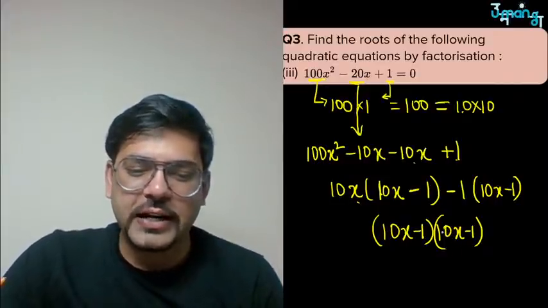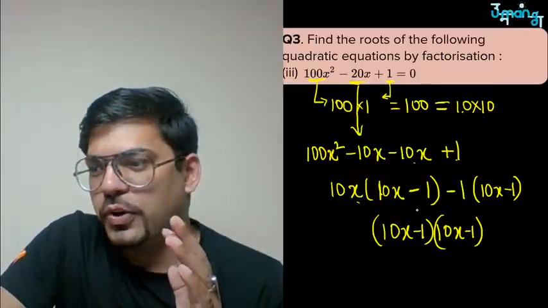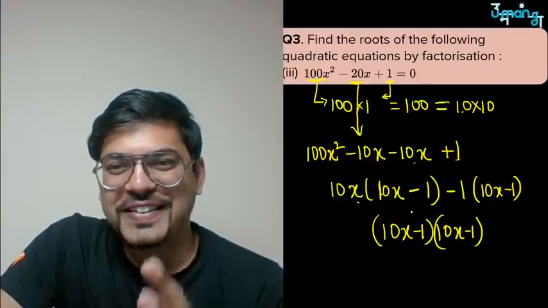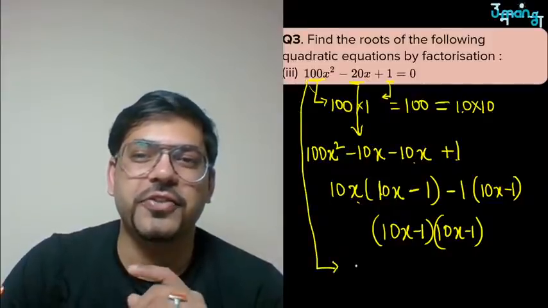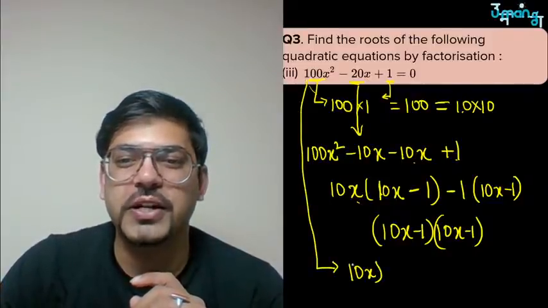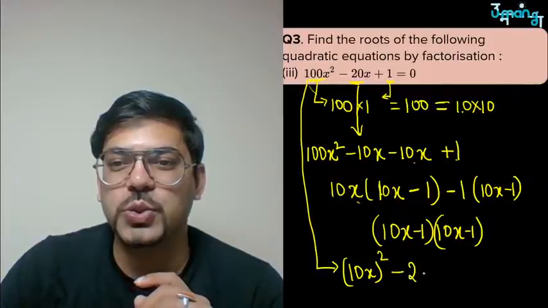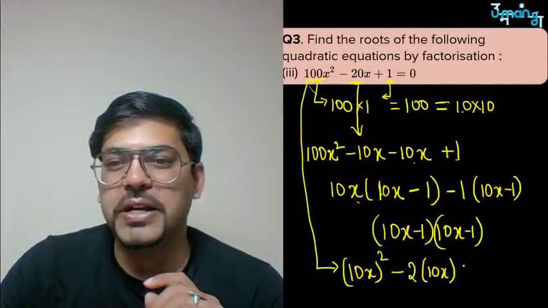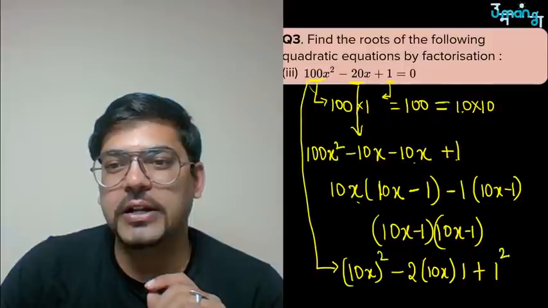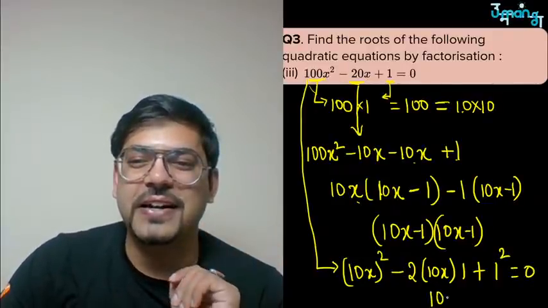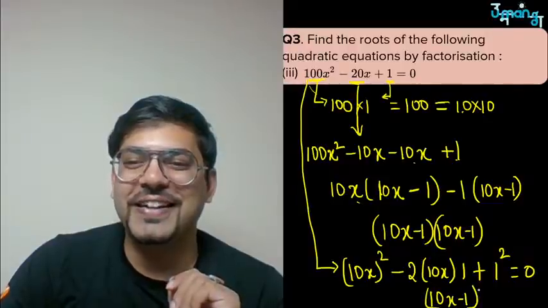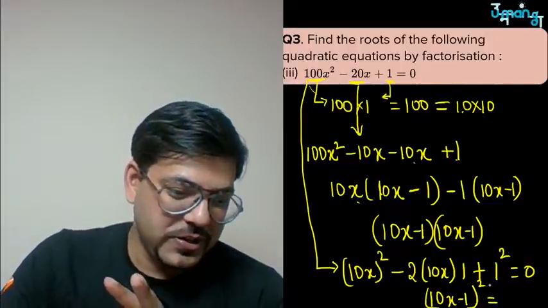How many of you, just write it down very honestly, how many of you were actually able to see in the first go that sir, this is a perfect square? That it is a square minus 2a into b, where b is 1, and plus b square, where b square is 1 square? How many of you are able to see that this is nothing but 10x minus 1 whole square? Come on, just write it honestly.